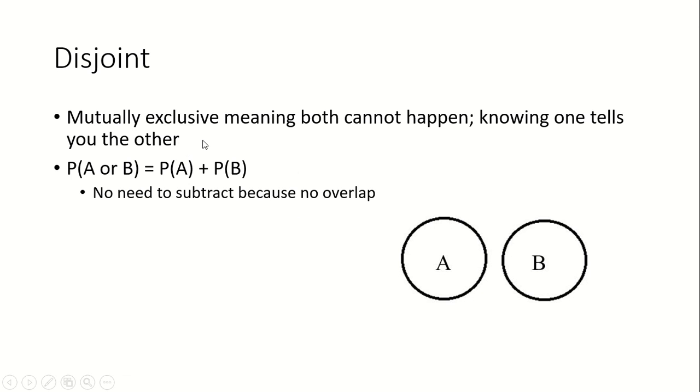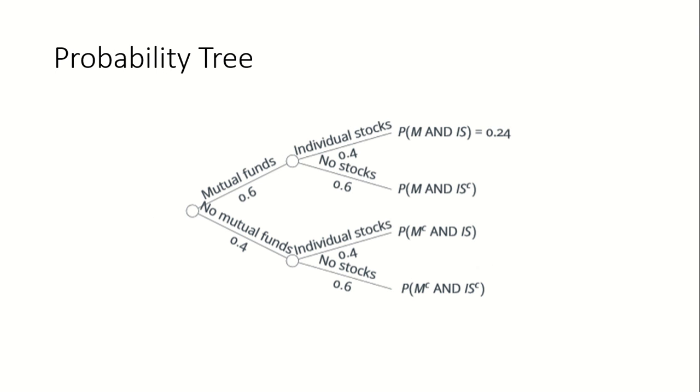Disjoint are mutually exclusive events that cannot happen together. Knowing one tells you the other because if it's A, then you know it's not B. If it's B, you know it's not A because they don't overlap at all, whereas we can't learn the same thing from independent. Getting these definitions straight is very important.